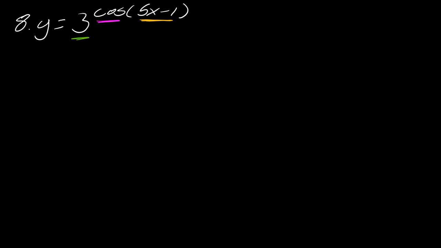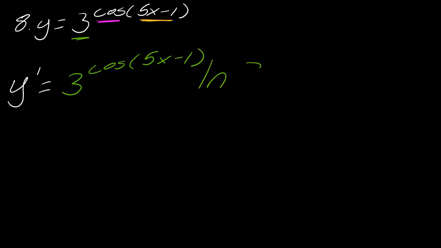Okay, let's get this party started. This would normally be 3 to the x, but now it's going to be 3 to the inside function. Let me color code that green. So this will be 3 to the cosine of 5x minus 1 times the natural log of 3. There's my first derivative. Notice I just left the inside function intact.